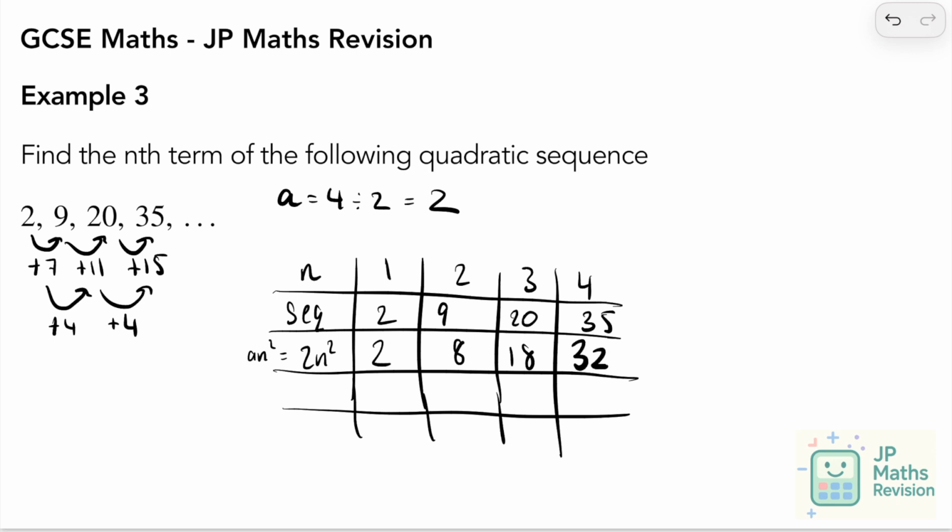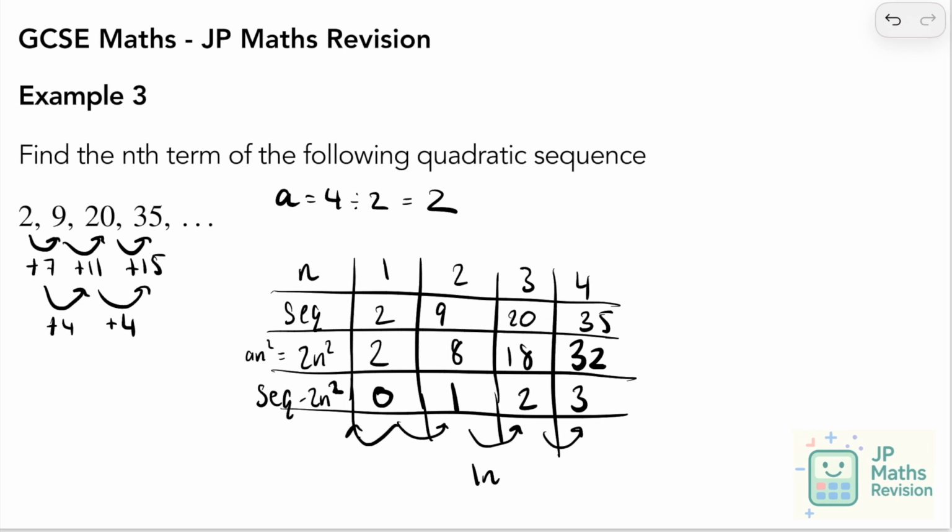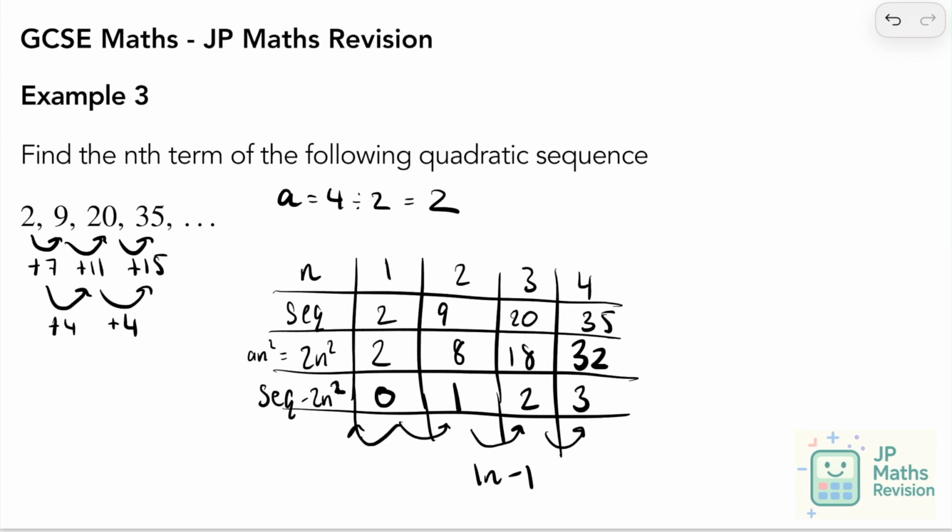So the next row we subtract the above two rows, so it's sequence minus 2n squared. So 2 take away 2 is 0, 9 take away 8 is 1, 20 take away 18 is 2, and 35 take away 32 is 3. And the last thing we need to do is work out the nth term of this linear sequence. So in this case, it has a common difference of 1, so it's 1n, and then the 0th term of this sequence is going to be minus 1. So 1n minus 1. So putting the answer together, we have an squared, so 2n squared, and then plus 1n minus 1.